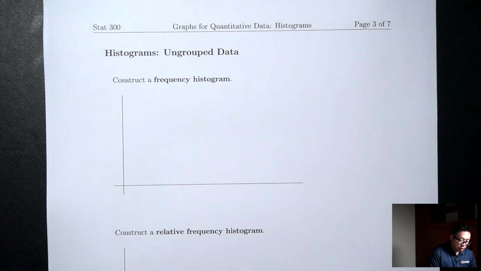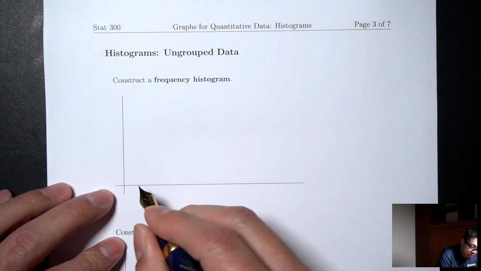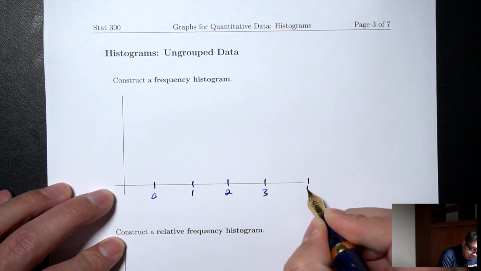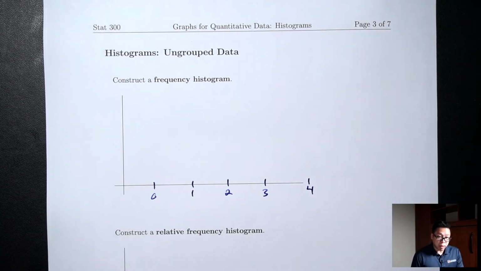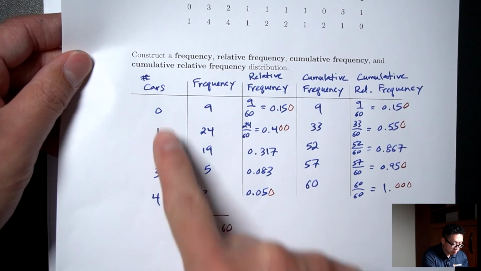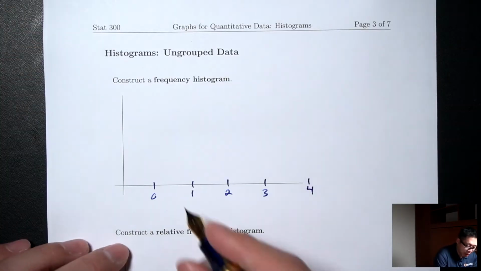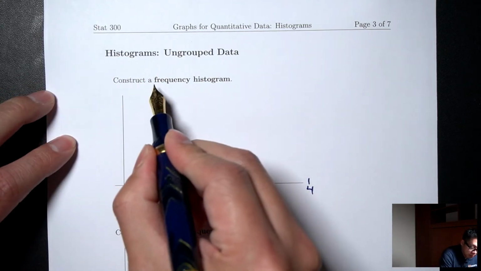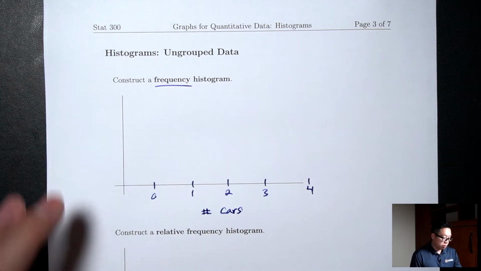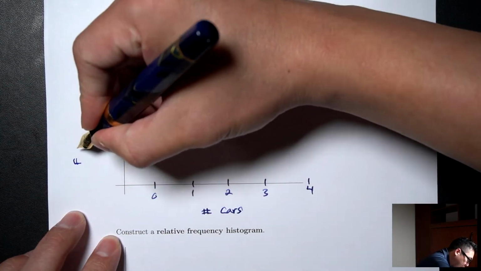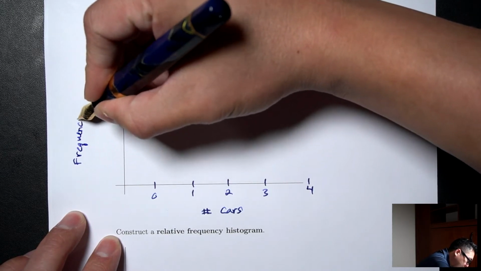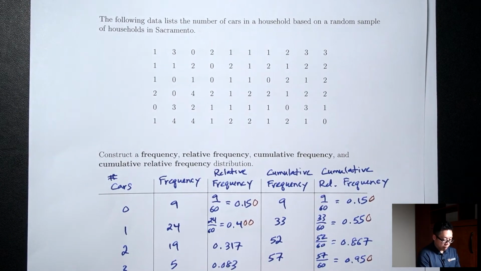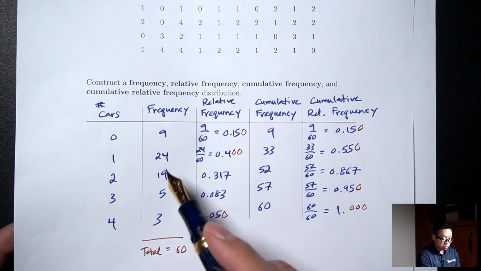So on my x-axis, my possible values are 0, 1, 2, 3, and 4. Okay, and let me title my x-axis. These numbers represent number of cars. So my x-axis is number of cars. Now this is called a frequency histogram, which means I should be putting frequency on the y-axis. And if I look at my frequencies, I have 9, 24, 19, 5, 3. So when I number my frequencies, I need to go all the way up to 24.